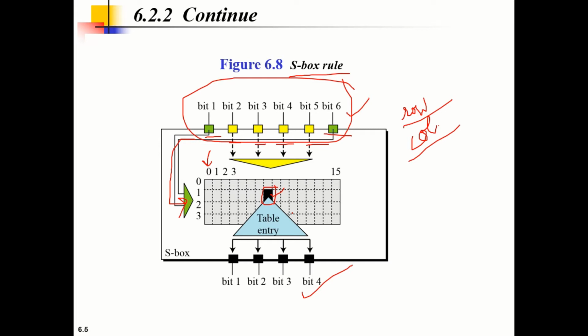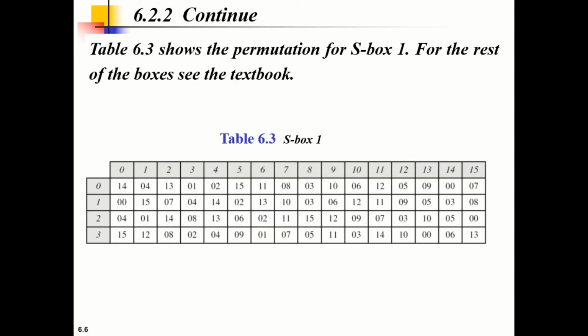Here these 6 bits will be given to you. We'll be using the first and last bit for the row, and the middle 4 bits for the column. Say this is the table for S box 1. Just like this table, we have 8 tables with us, one for each S box. In this table, the entries are in decimal, but actually they are in binary. They are represented in decimal just to save space over here.